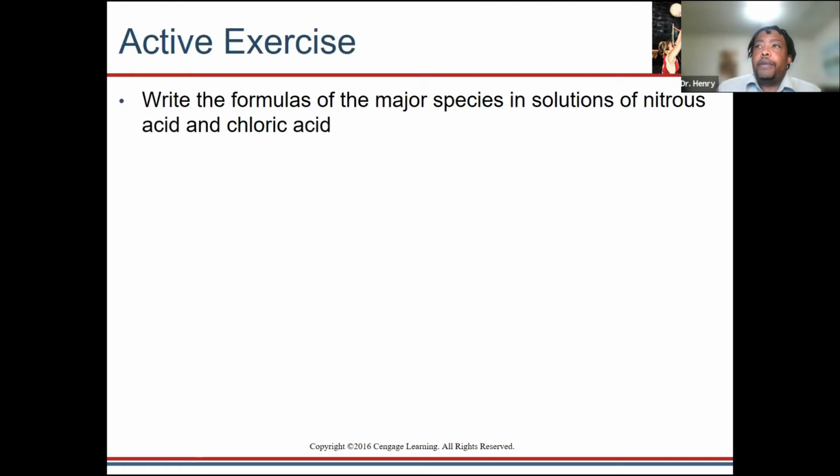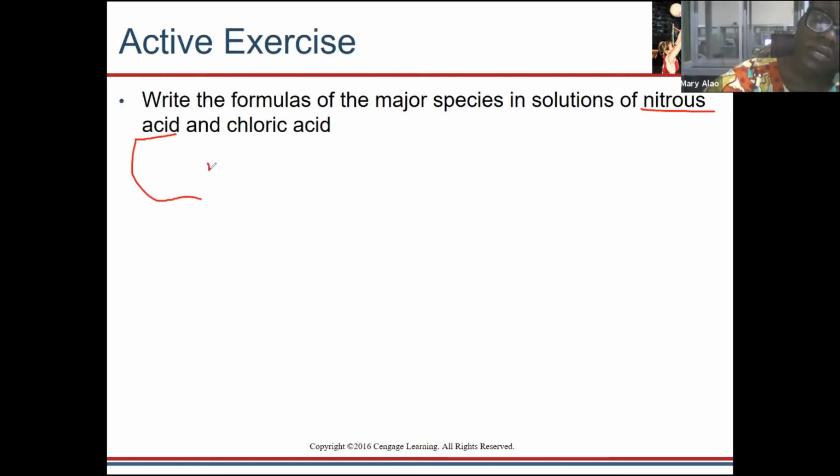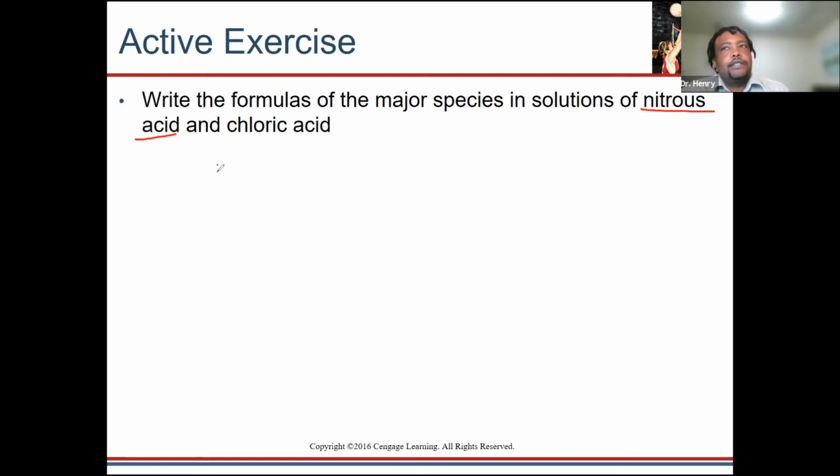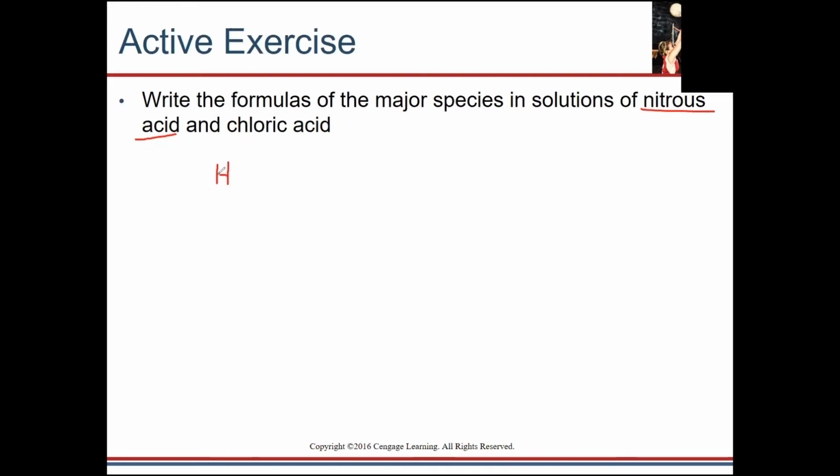So write the formulas for the major species in solution of nitrous acid and fluoric acid. Okay, what is the chemical formula for nitrous acid? Nitrous acid. Nitric acid. Nitrous acid. I heard somebody say that'll be the nitrate one. HNO2. HNO2.